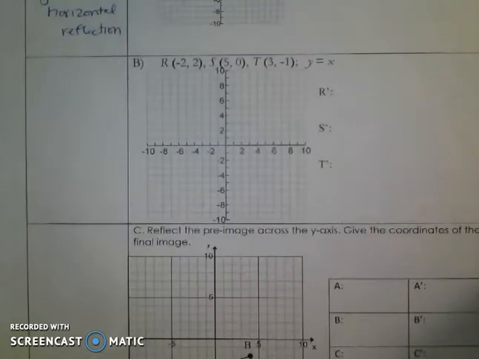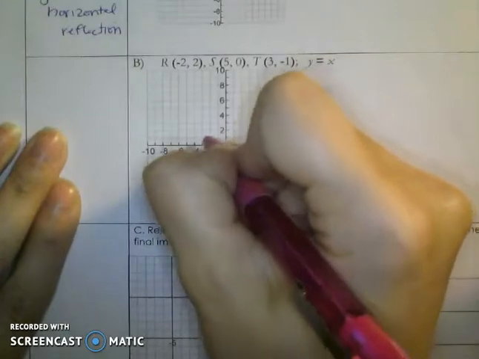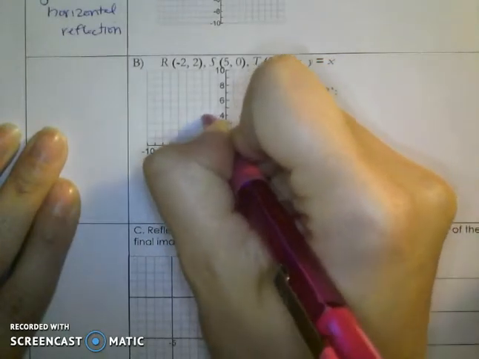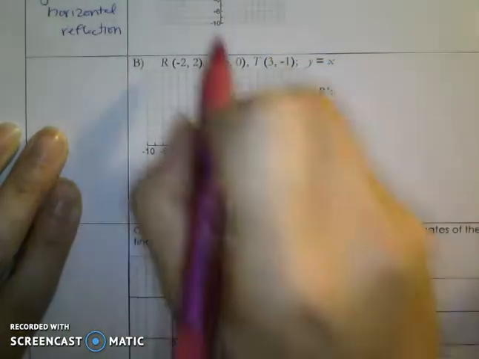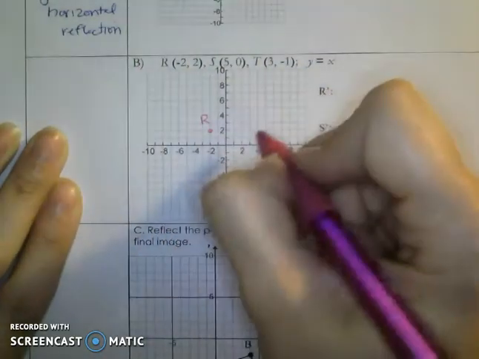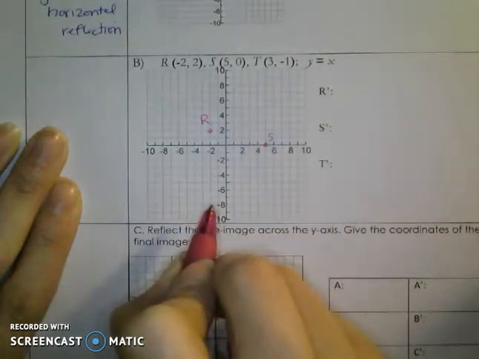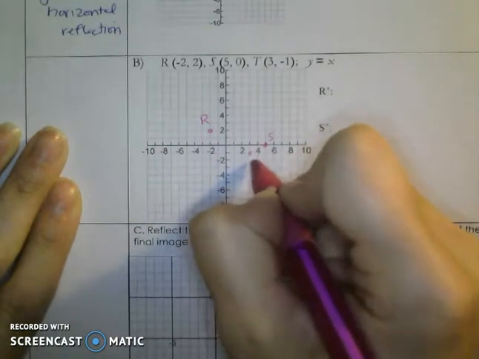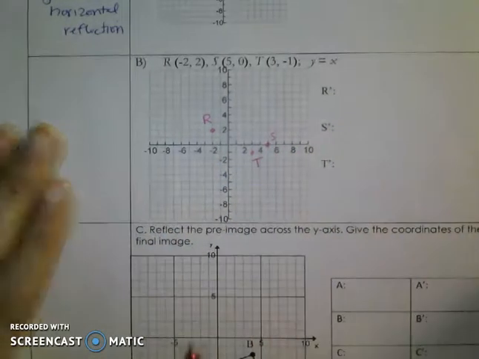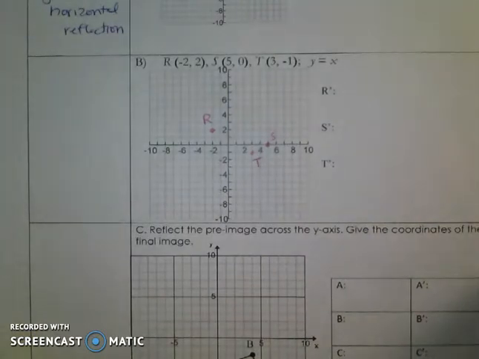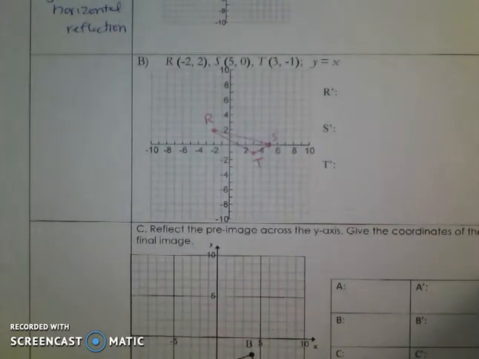All right, so go ahead and draw your image here, and that is going to be -2, 2 for R. Make this one pink because my blue is running out of ink. And 5, 0 for S, and 3, -1 for T. All right, so now using your straight edge, go ahead and connect that. All right, so there is our pre-image.